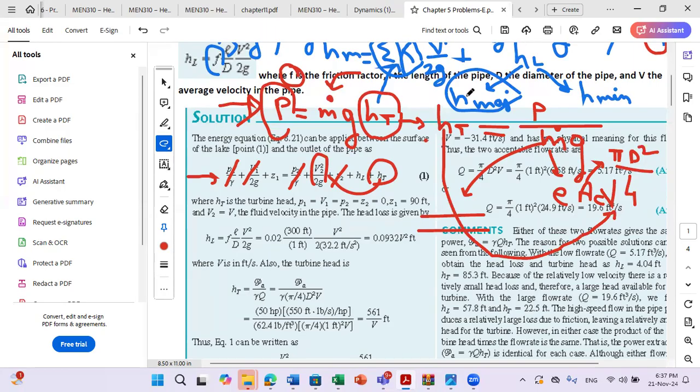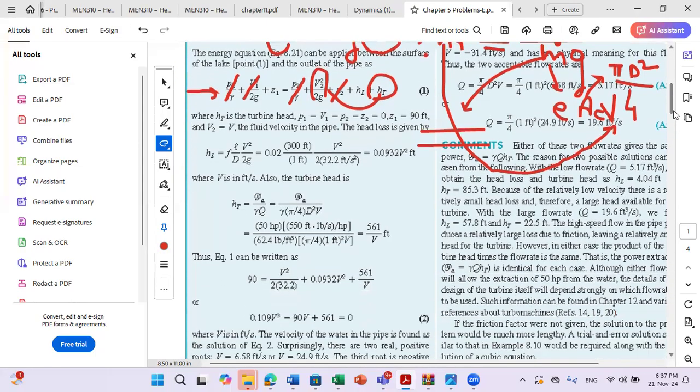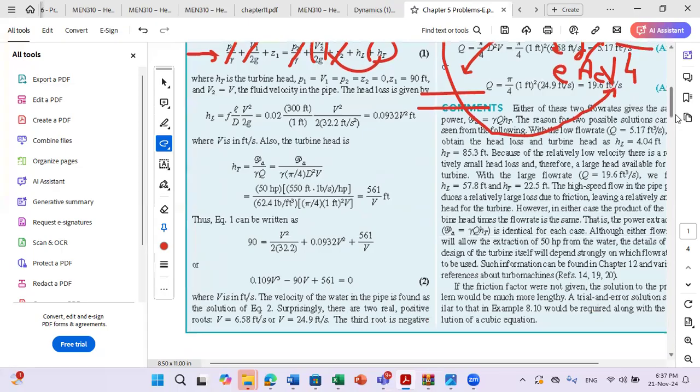So once I do this, I have the turbine head expressed as a function of the velocity. If I replace ht by its expression, the only unknown in my Bernoulli equation is now v. I get an equation where the only unknown is v. I can solve it, and then once I get the velocity, I can deduce the flow rate through my ducting system.